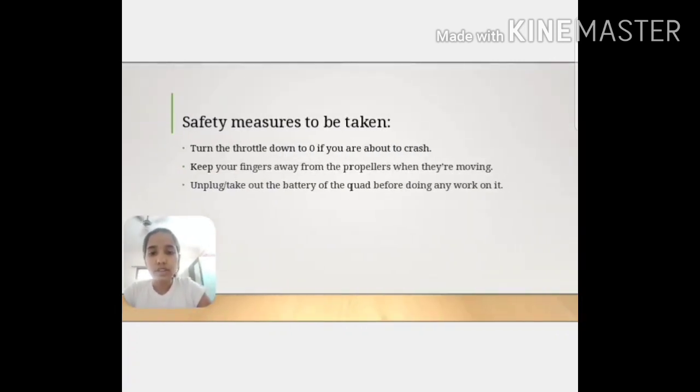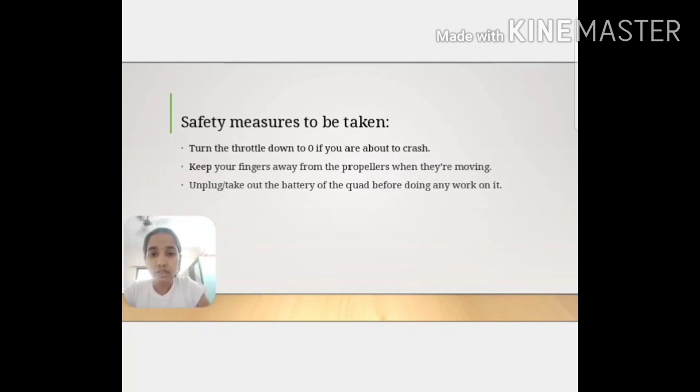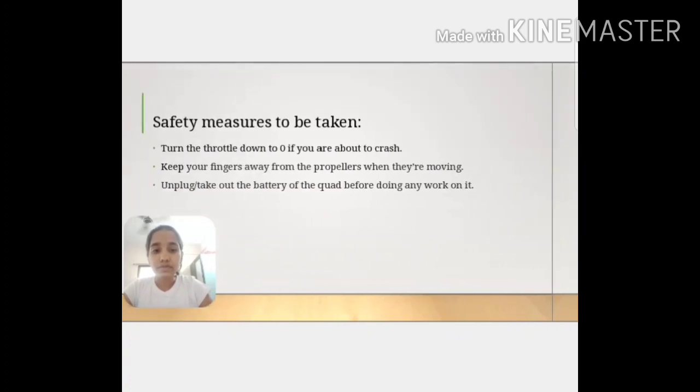The next point is safety measures to be taken. Turn the throttle down to 0 if you are about to crash. Next, keep your fingers away from the propellers when they are moving. Next one is take out the battery of the quadcopter before doing any work on it.